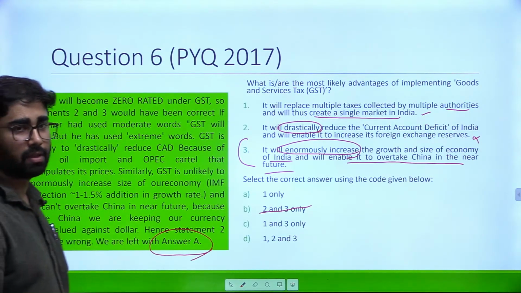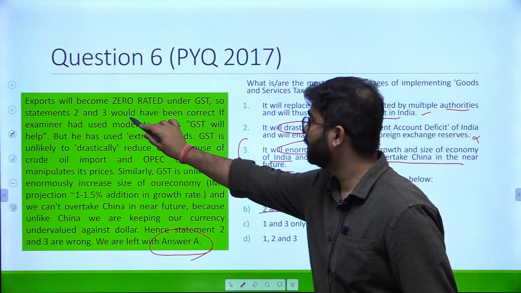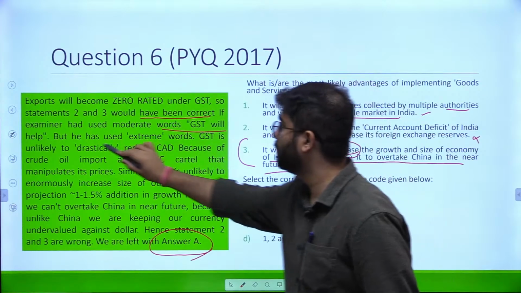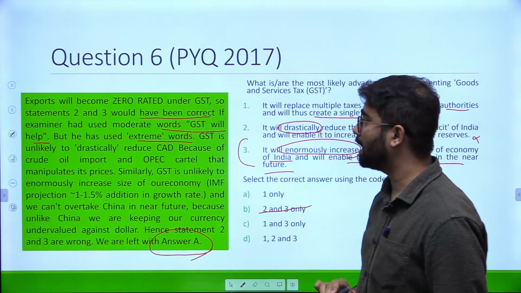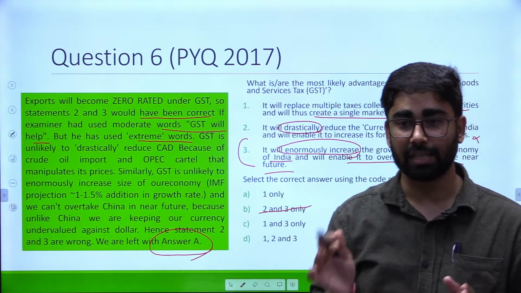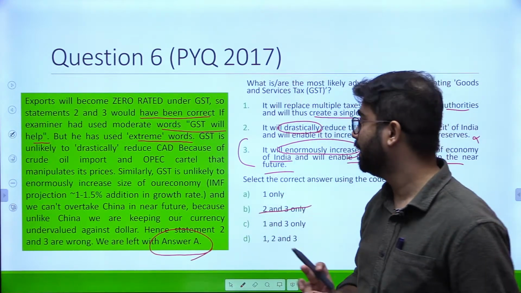The explanation of this question is: exports will become zero rated under GST. So statements 2 and 3 would have been correct if the examiner had used moderate words. GST will help, but he or she has used extreme words. GST is unlikely to drastically reduce current account deficit, because it is dependent on other factors also, such as oil prices in the international market.